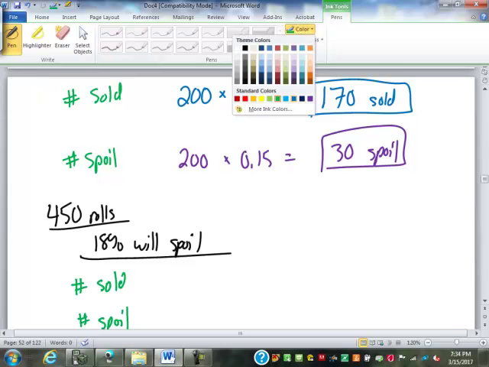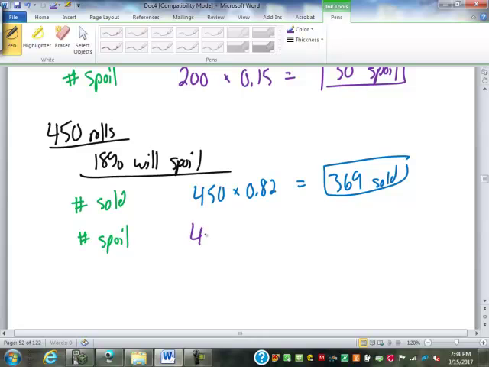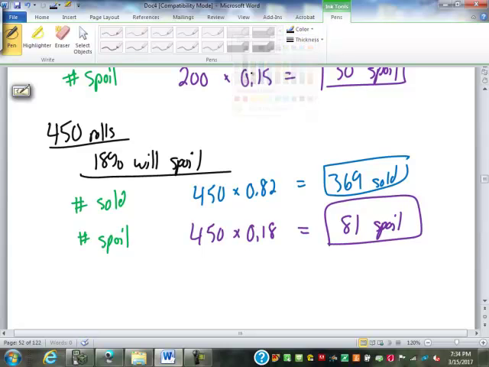So this is not so bad. It's going to be 450 times what for the number sold? 0.82, and what's that come out to be? 369 that are sold. And for the number that spoil, 450 times 0.18, which is 81 spoil. So that's the easy part.